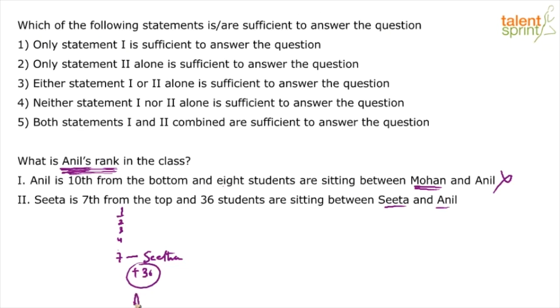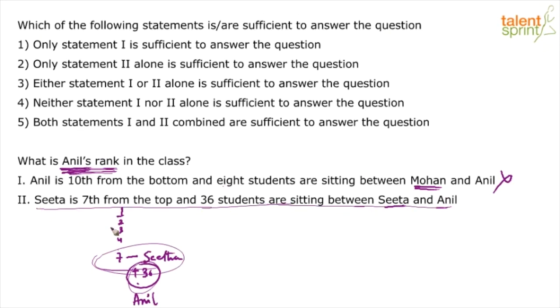From Seeta. So, Anil comes here. Now, Seeta's rank is known to us, plus 36, then plus 1 rank of Anil. So, basically, we need not spend time in finding out the exact rank of Anil. The point that we have to check here is: is the data sufficient? Yes, the second statement alone is sufficient for us to find out Anil's rank.